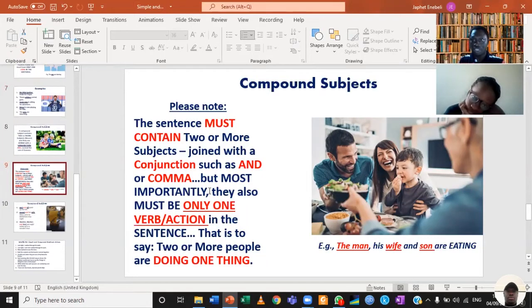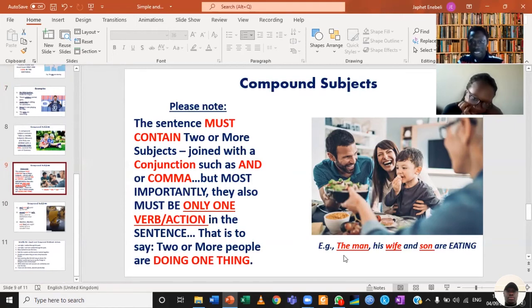you must join them with a conjunction. You know what a conjunction is, right? Yes, sir. Have you heard of FANBOYS? Yes, I have. Good. So for compound subjects, you must have more than one subject, and you must use a conjunction, okay? If there are just two, you use a conjunction. If there are more than two, you must use a comma and a conjunction.